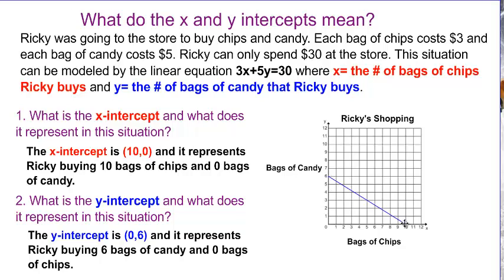You always look and say, okay, it's at 10, this is 10 bags of chips, and we know we plugged in 0 for y, so there was 0 of the other variable. Conversely, if we look up, we say it's 6, this is 6 bags of candy, and we plugged in 0 for the other variable, so it's 6 bags of candy and 0 bags of chips.